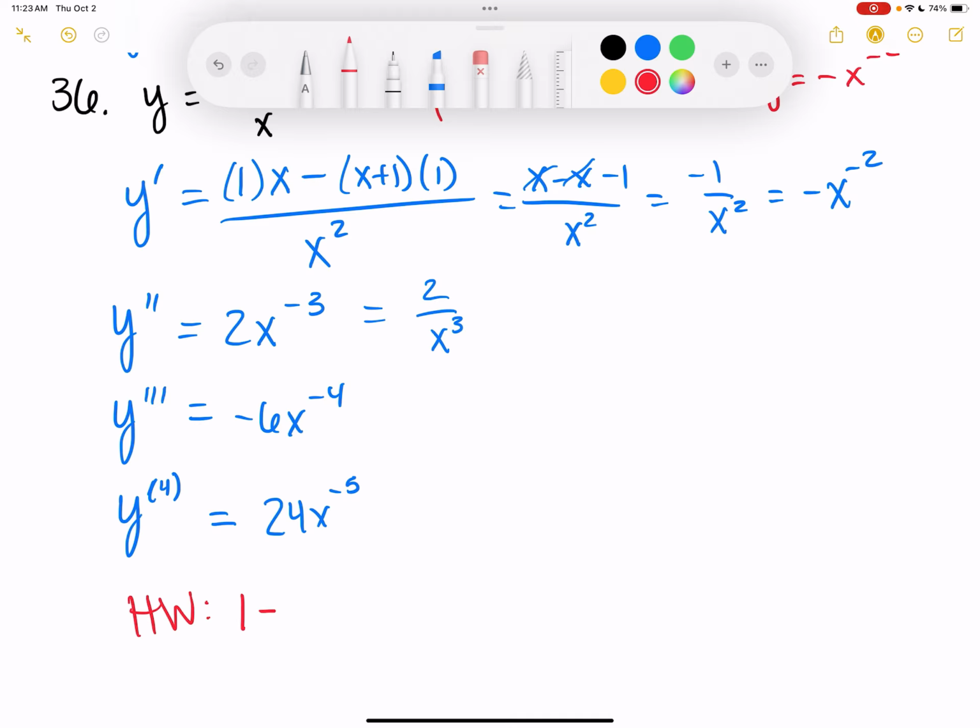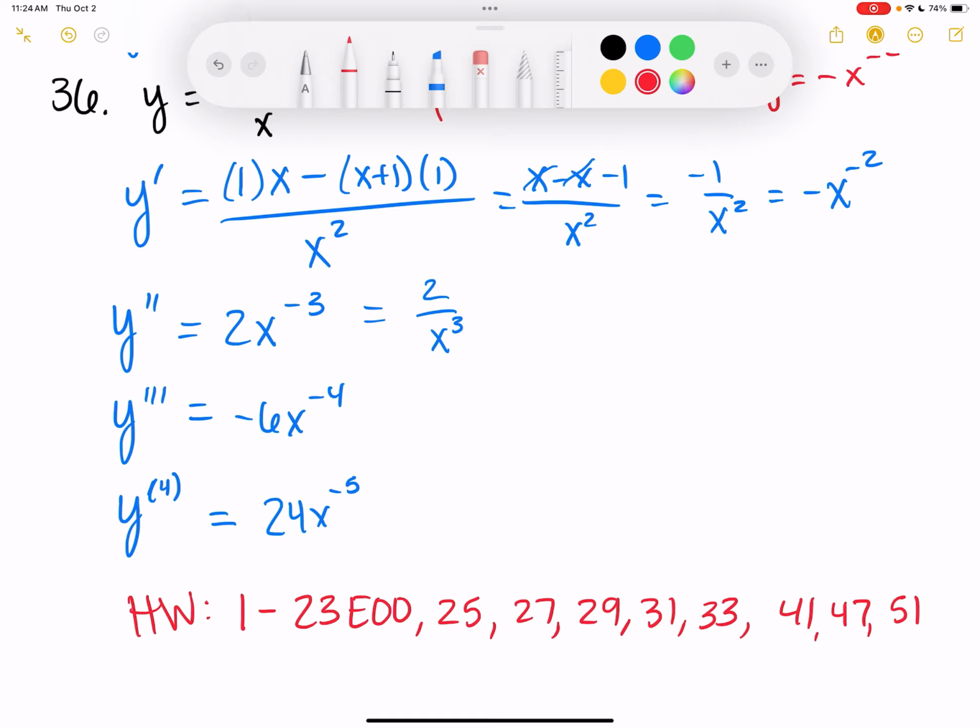Basically 1 through 23 every other odd, and then 25, 27, 29, 31, and 33 as to where we are right now. If you want to go ahead and write them down, 41, 47, and 51 will be the ones that I'm adding after we do the stuff tomorrow. But this way, you'll be able to get started with something and get a feel for some of these quotient rules and stuff like that.